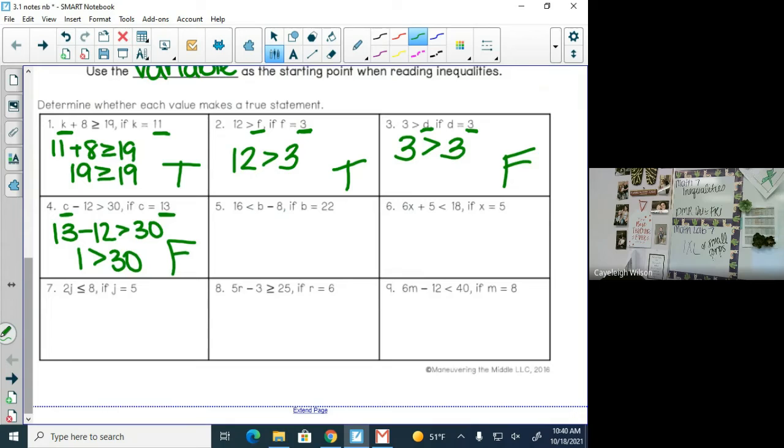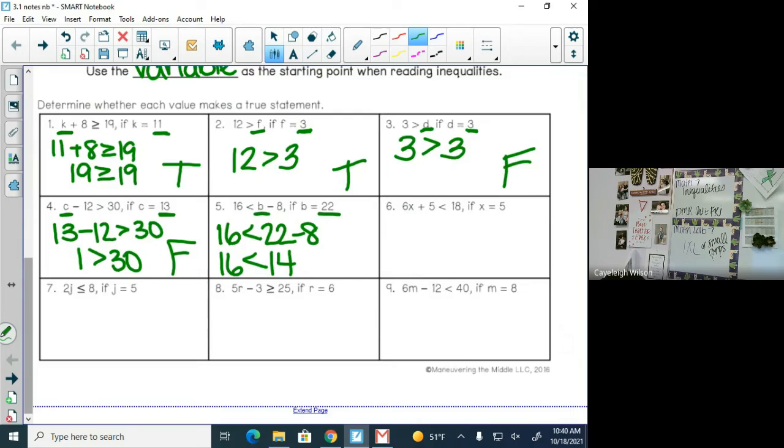All right, so it says 16 is less than B minus 8 if B equals 22. So I put 22 right there. So 16 is less than 22 minus 8. Well, what is 22 minus 8? 14. Look, it's eating the 14. So it's saying 14 is bigger than 16.